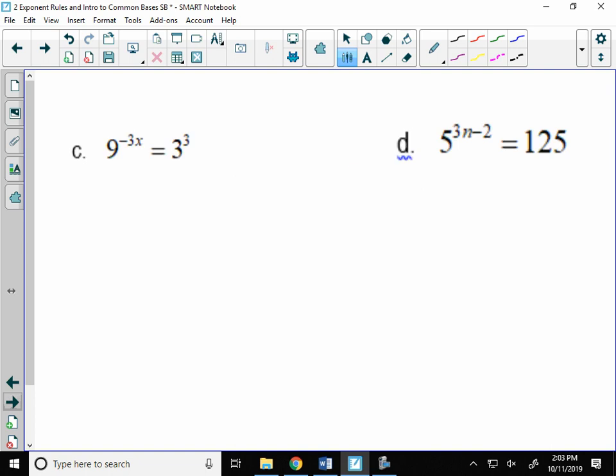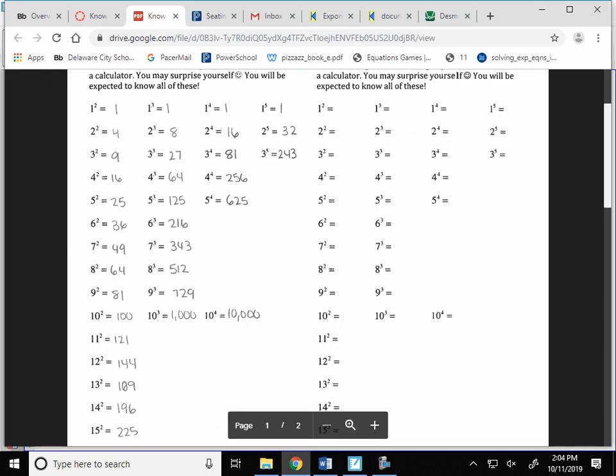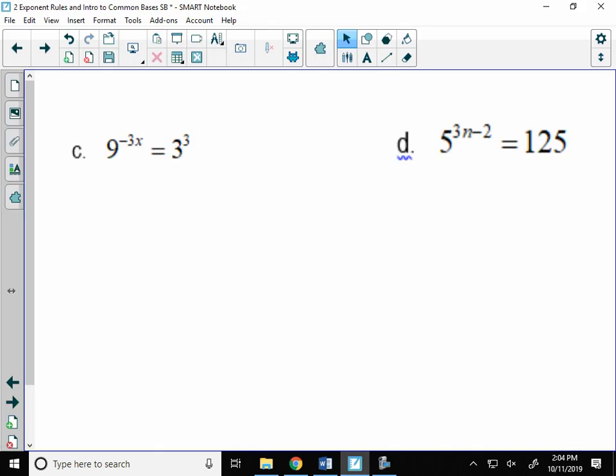Now we get into problems where you're going to have to find a common base. So if I have 3 on the right and 9 on the left, typically I want to change the larger number into a smaller base. Now 9, I'm going to change the 9 and see if I can find a common base with 3. So look at your powers chart from the other day. If I look around here, I can see that 9 can be written as 3 squared. Sorry, I can't highlight on that because it's a PDF, but 3 squared.